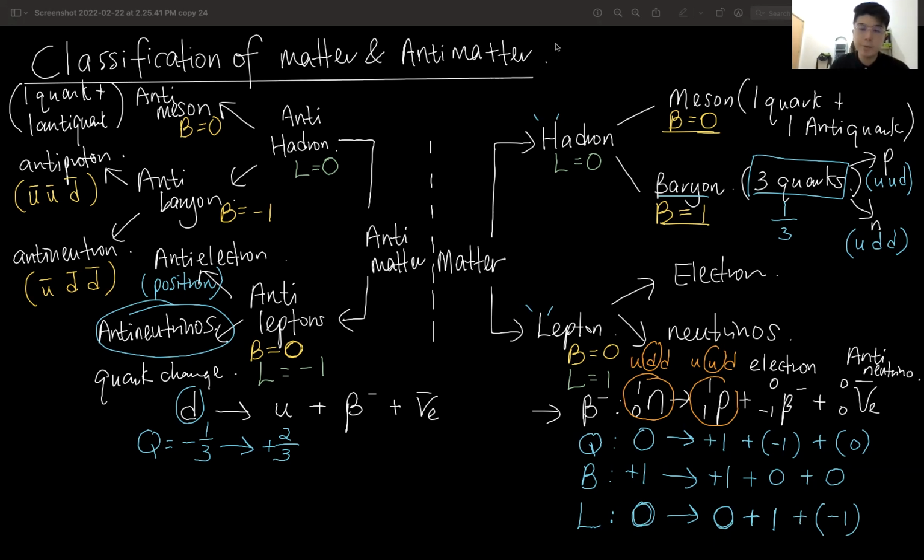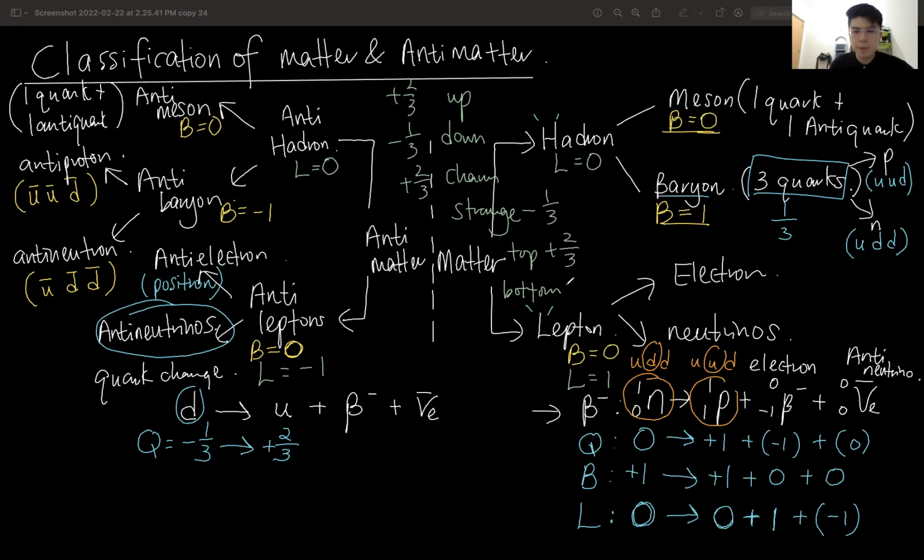In case you forgot, maybe for some of you who didn't manage to take it down just now, I'll write it here again. Up, down, charm, strange, and then we got top, bottom. Plus 2 over 3, minus 1 over 3, plus 2 over 3, minus 1 over 3, plus 2 over 3, minus 1 over 3. So these are the charges. Just take here: down is minus 1 over 3.